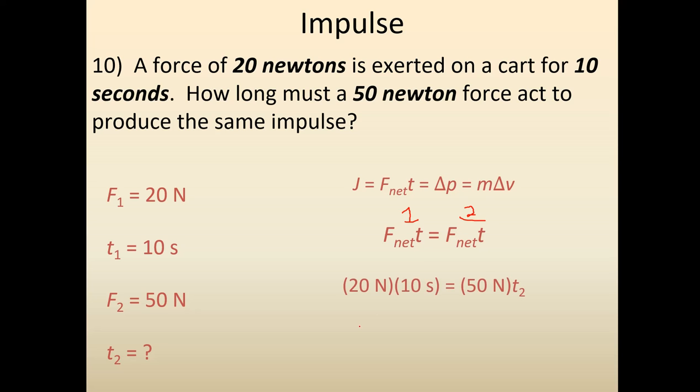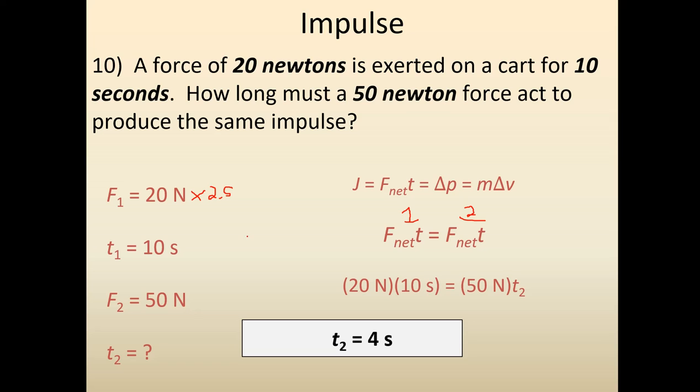So in the first case, it was 20 newtons in 10 seconds. Second case, it's 50 newtons in an unknown amount of time. Solve for T, and we get 4 seconds. Now, you could also have done the 1-1-1 method if you wanted. This one was a little bit weird since you would have had to multiply the time by 2.5 in order to get 50.